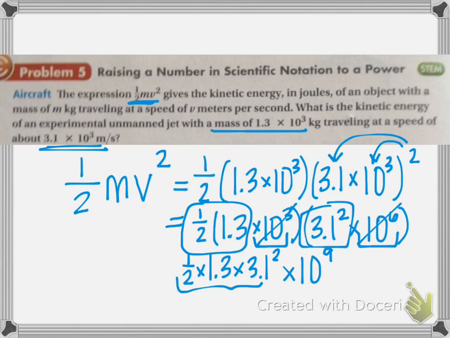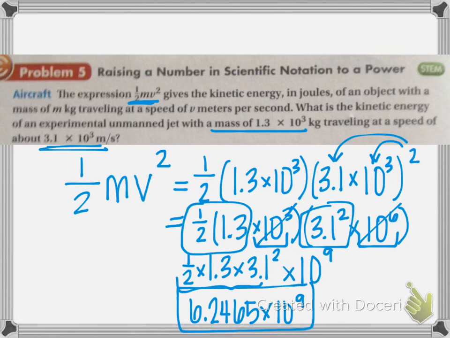And that is 6.2465 times 10 to the 9th. And if you'll remember about scientific notation, it has to have a ones place and nothing bigger. So we got that taken care of. And then times 10 to the whatever power. So we're good. That's the answer. It doesn't say to round or anything, so we'll just keep it like it is.